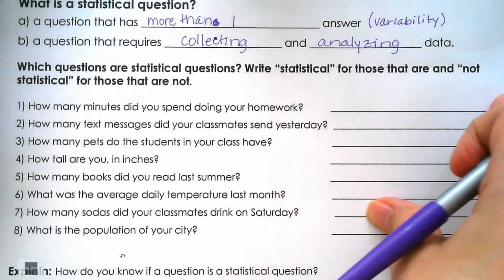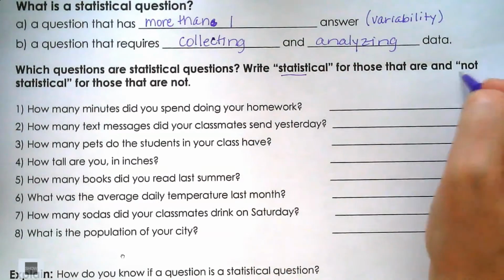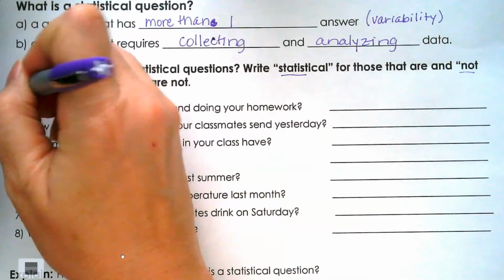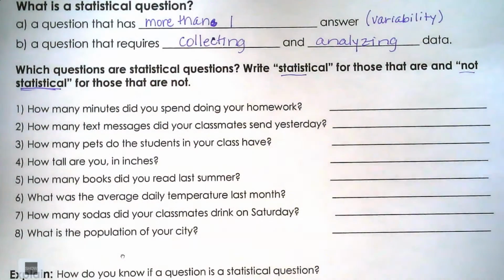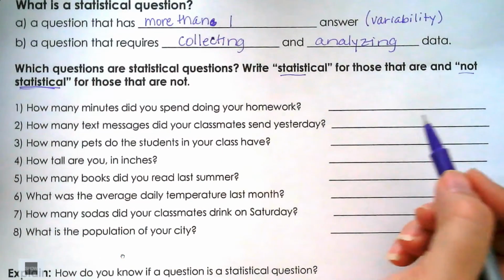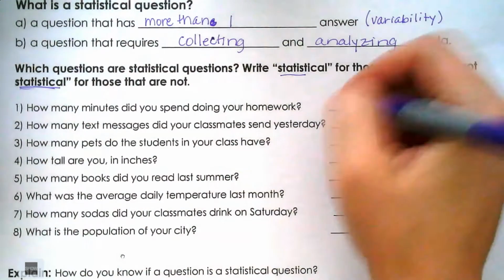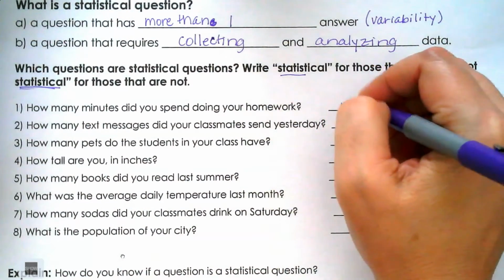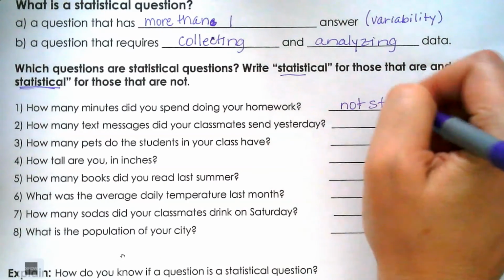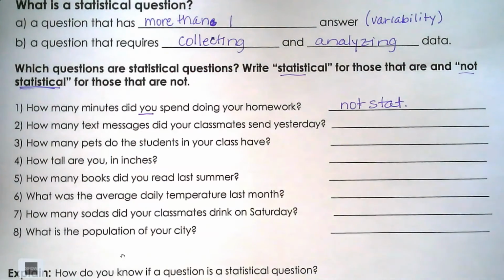All right, so we're just going to jump right in and read some questions, and determine if they are statistical or if they're not statistical. Some people call the ones that are not statistical non-statistical, which is fine. It's the same thing. All right, so it says, how many minutes do you spend doing your homework? Well, how many answers will we get for that? One. You're exactly right. So that means it would be not statistical because you're asking one person, you.